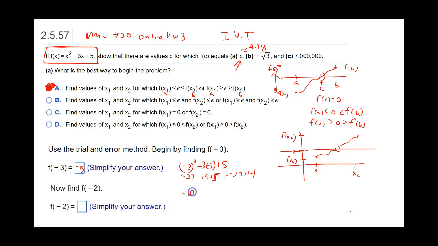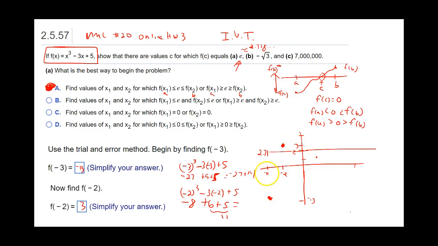When we plug a negative 2 in and cube it, what we end up with is a negative 8, but then we add on 6 and add on 5. So that's adding on 11, and that'll give you 3. Now, E, remember, is 2.71, and we just found the fact that negative 3 gives us a negative 13, and we found that negative 2 gives us a 3.